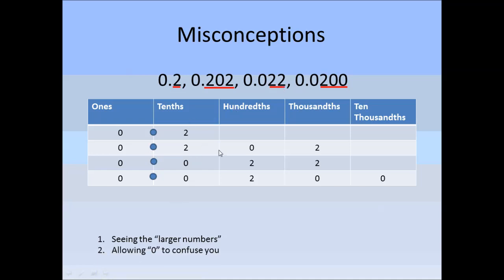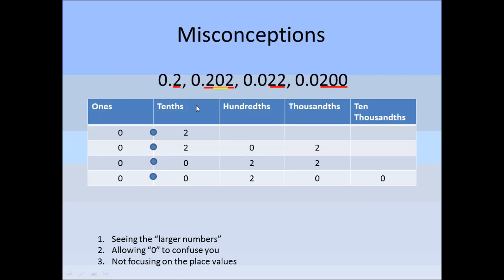Students also allow the 0 to confuse them. So they might have a look at this here and they might say that this is a 2 and then there's a 0 after that, so therefore that must be smaller than this number here or have less value. Which obviously isn't the case because there's also a thousandths here, so that's actually going to place that as a higher value. So don't allow them to let the 0 confuse them as well. Also that they cannot focus on the place value, which is what they have to do. They just look at the numbers and they're not really seeing it for what it's worth.